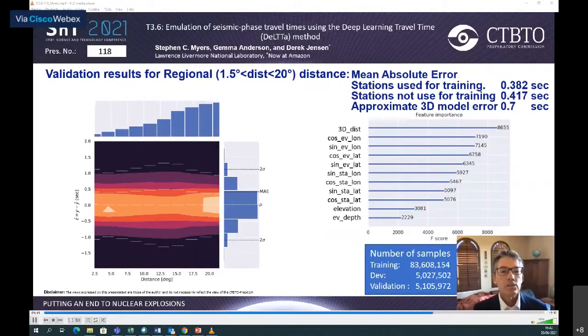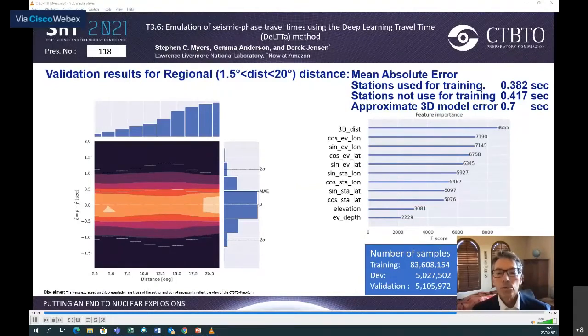Moving to regional distance, 1.5 to about 20 degrees, we see a little bit more non-stationarity in the lower left graph. That's probably due to greater complexity at about 15 degrees. Median absolute error for stations used in training is about 0.382 seconds. That bumps up a little bit to about 0.417 seconds for stations not used in training. And again, that compares favorably to the error of the 3D model.